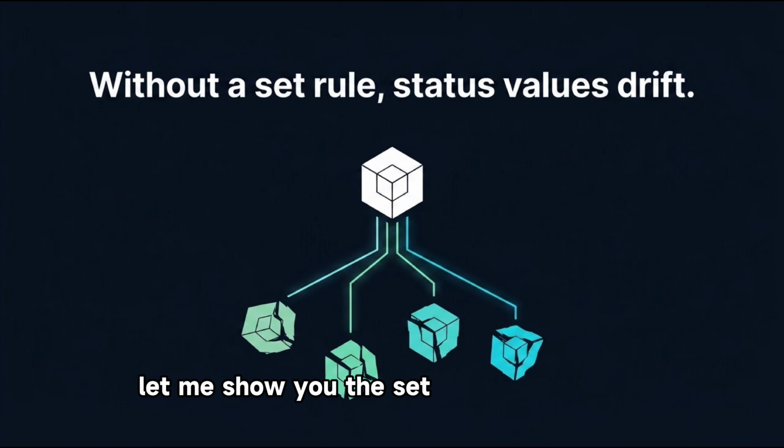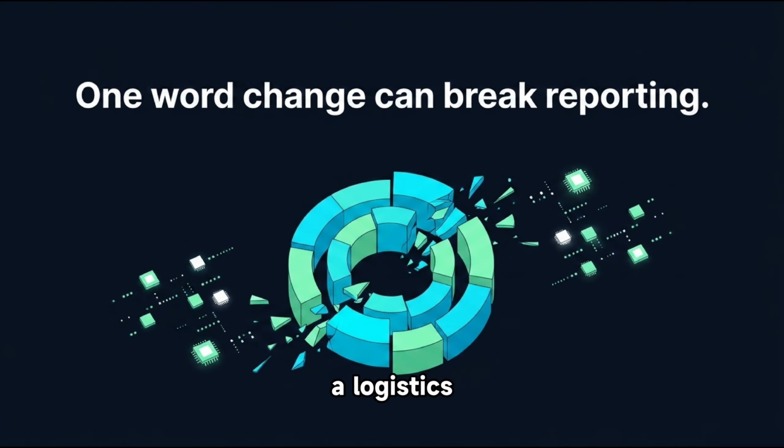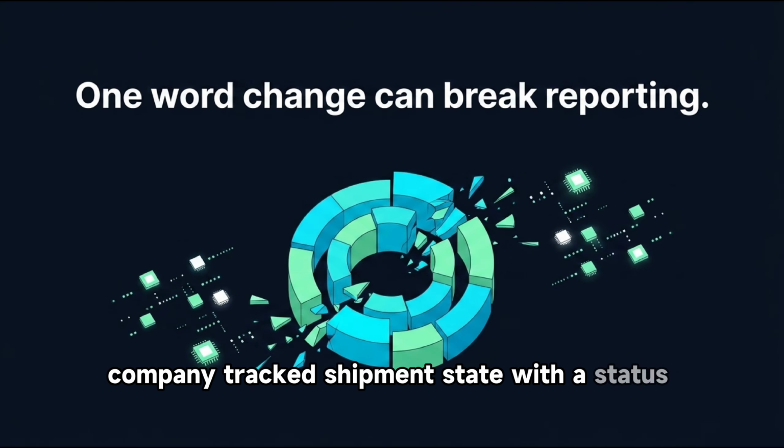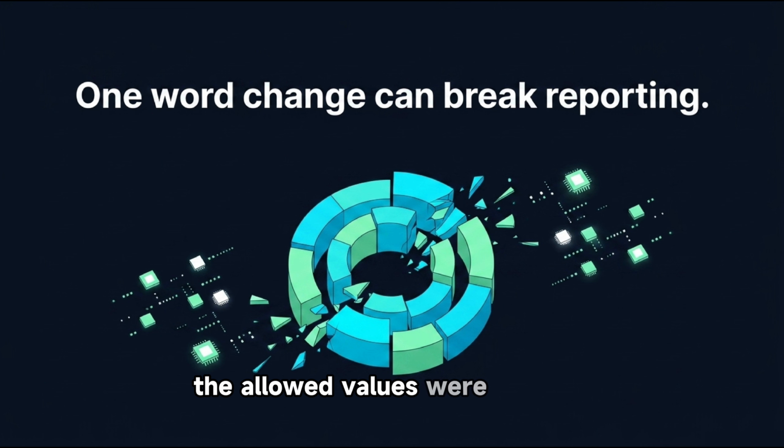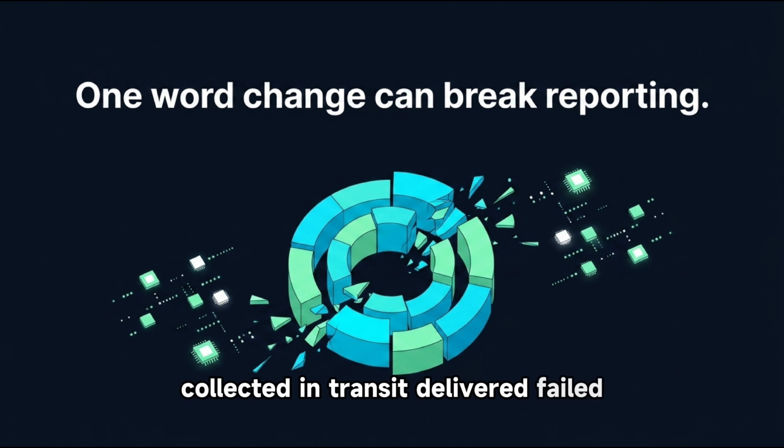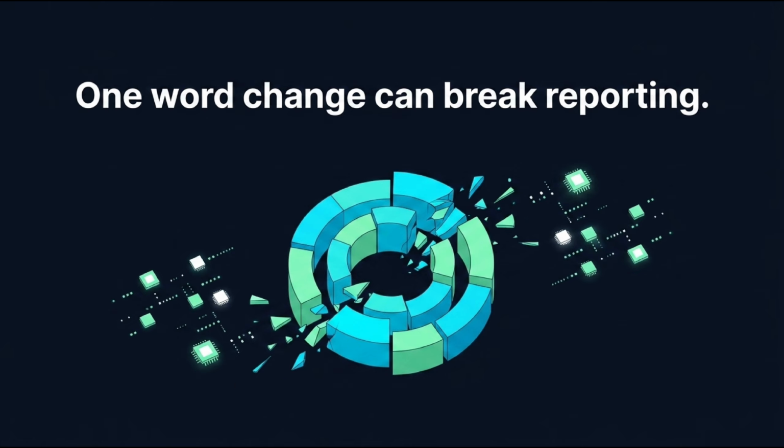Let me show you the set constraint failure, because it's subtler and more common. A logistics company tracked shipment state with a status column. The allowed values were pending, collected, in transit, delivered, failed. No set constraint enforced this. The column was a varchar. It accepted any text. Over 3 years, 12 developers had written code that inserted into this table.